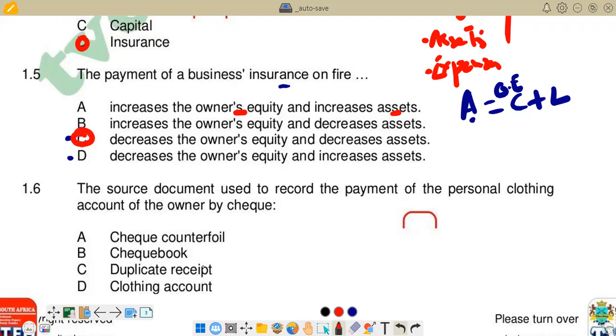Then we go to 1.6, the source document used to record the payment of the personal clothing account of the owner by check. So I think the keyword that we're having there is payment by check. And we know that whenever we write a check, the check counterpart becomes the source document. So we have our answer being A there. So this is what we have in terms of 1.6. Then we can move on to the next question.